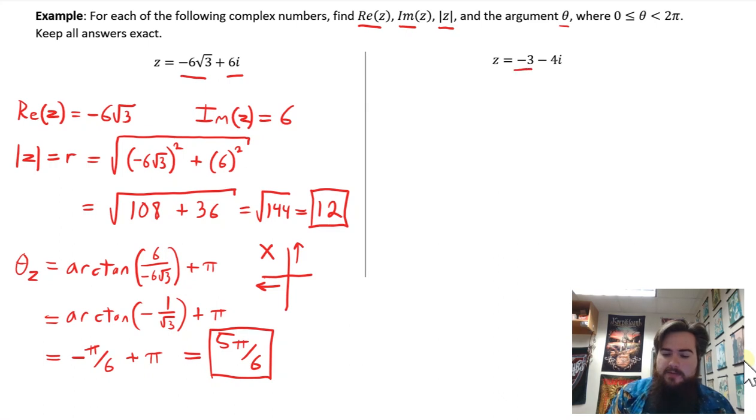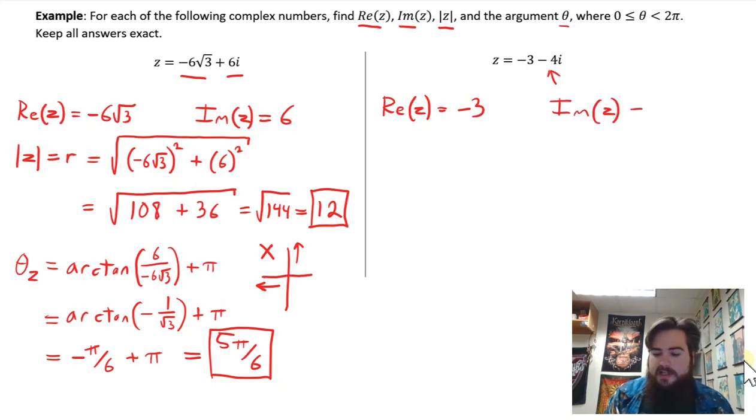In this case, we have -3 minus 4i. Okay, so again, the real component is the value that is not multiplying i. So the real component here is -3, whereas the imaginary component is the number that is multiplying i. So the imaginary component is just -4, not -4i.